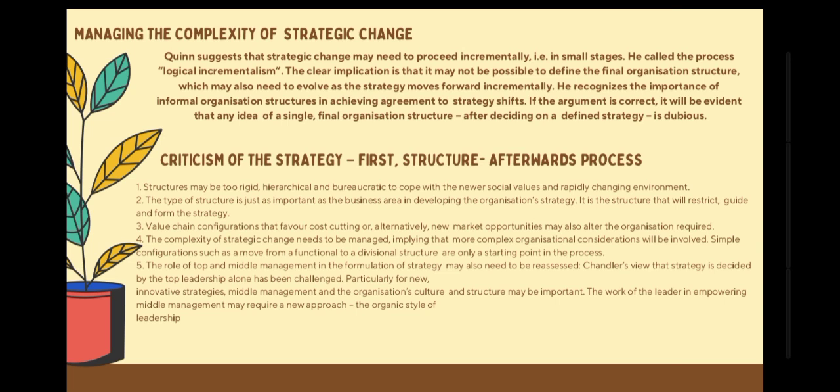Number three, value chain communication that favors cost cutting, or alternatively new market opportunities, may also alter the organization required. Number four, the complexity of strategic change needs to be managed, implying that more complex organizational considerations will be involved. Simple configurations such as a move from a functional to a divisional structure are only a starting point in the process.